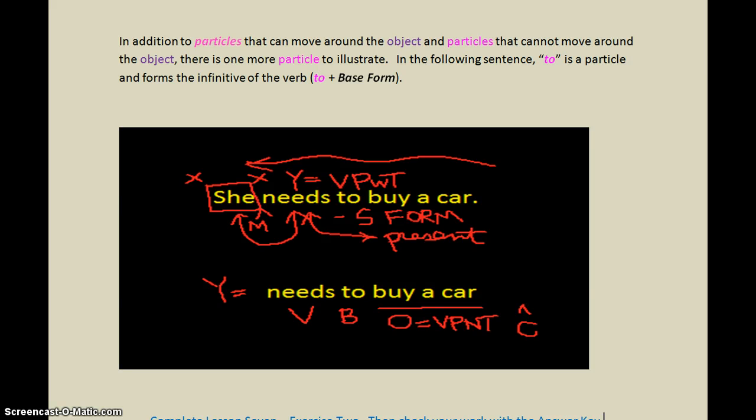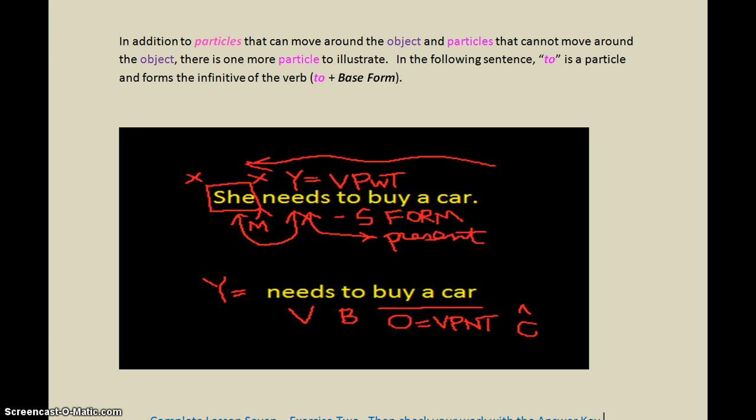I'll rewrite the Y, the verb phrase with time, and I'll see where those four places are. Needs is in the verb place. To is my particle, B. And buy a car is the object. That is what she needs. And the complement place is empty. I'd like to just point out that when you have an infinitive, it'll probably wind up being an object. That object is going to be a verb phrase with no time because it's headed by the base form.